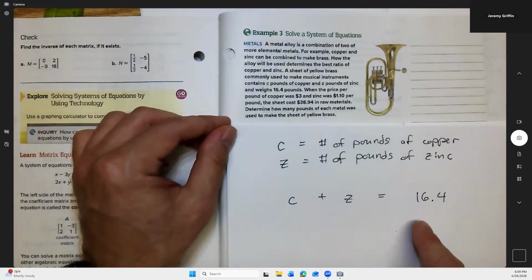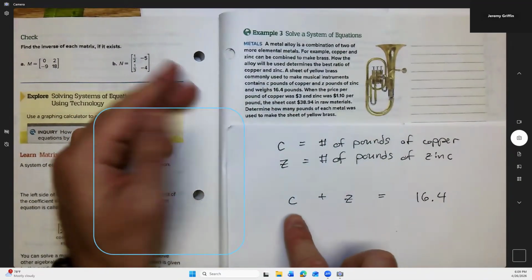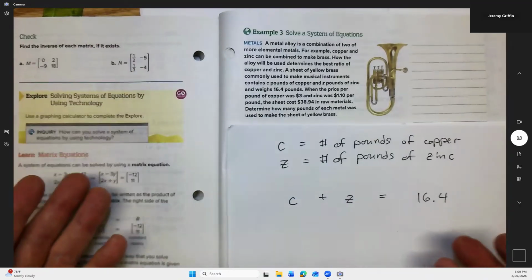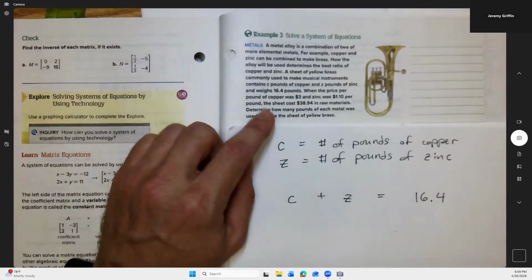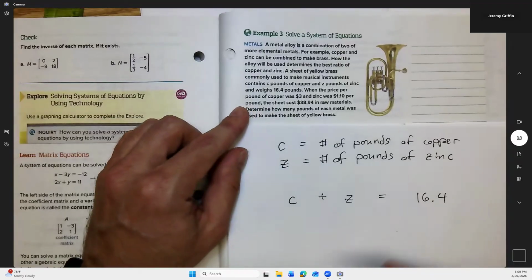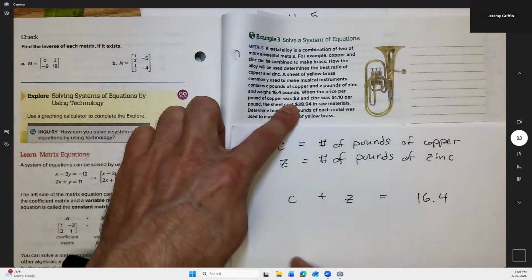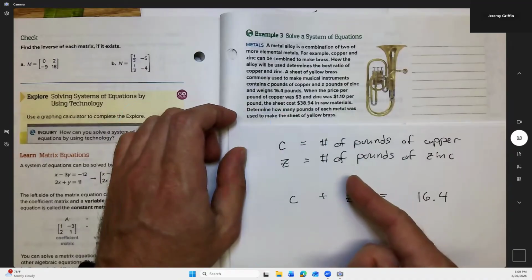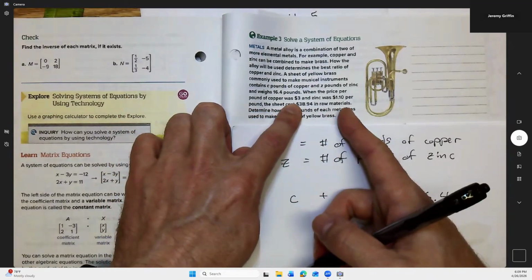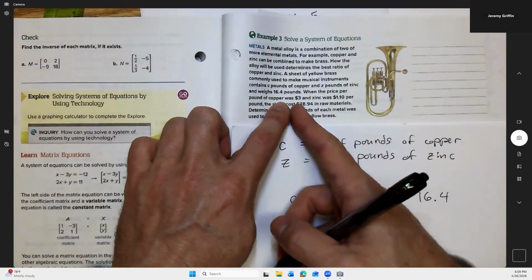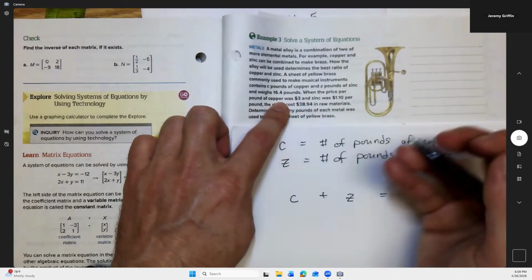Now, if that's my only equation, then I don't know how much of each one. Maybe it's a lot of copper and very little zinc, or vice versa. But if I bring in the prices, make a second equation, then I'll be able to solve this. Oh, $3 a pound for copper. That's what it is. Right.